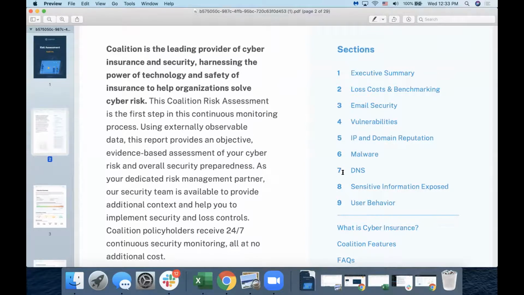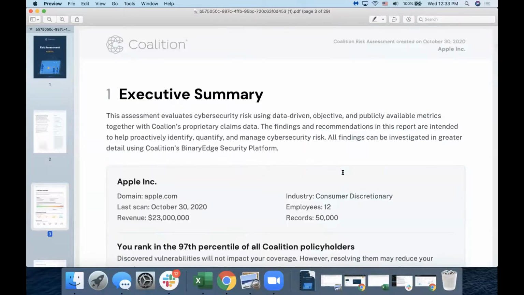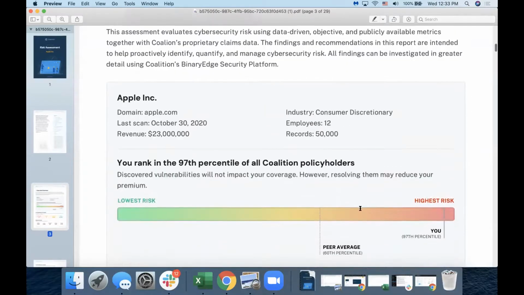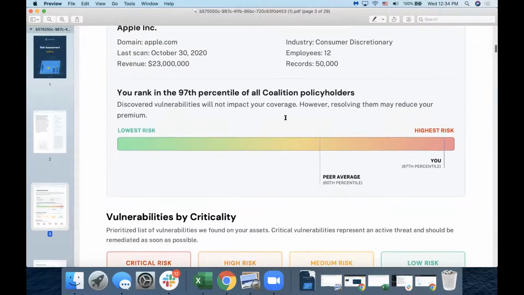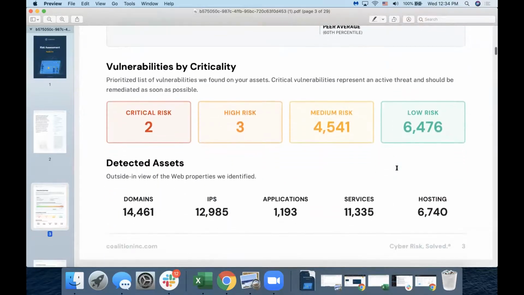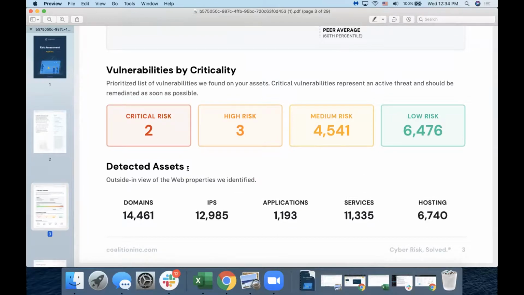Now, a reminder that this report is available for every submission we receive, not every quote, right? So there are accounts where we might not quote it, but if you send us the submission, we'll give you this report. The first thing is the executive summary. We describe the information that was available with respect to the application. We identify the percentile with respect to all Coalition policyholders and where that sits. And then we have this new diagram where we show the vulnerabilities by criticality, as well as the detected assets, what we were able to see.